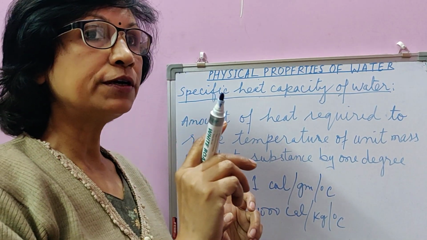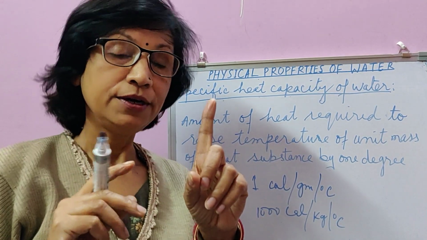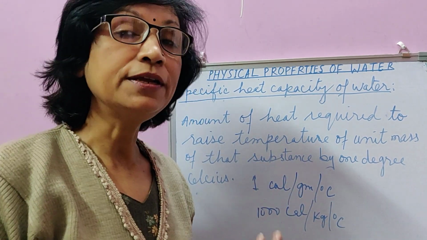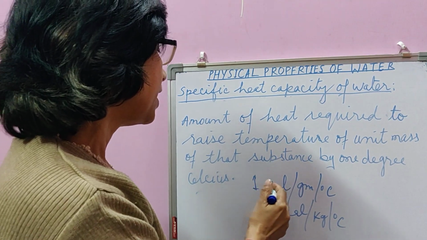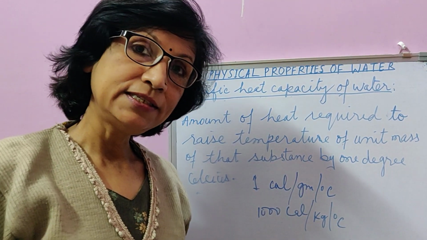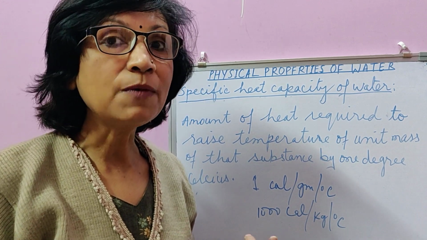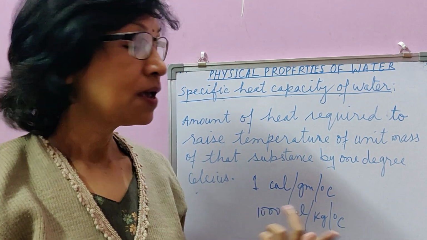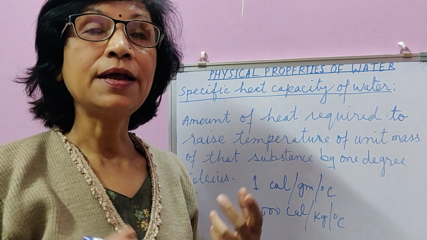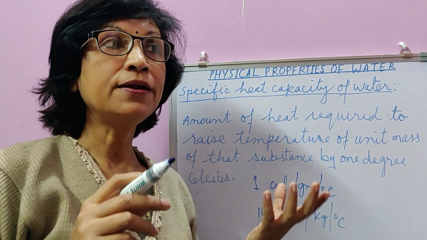So per gram of water absorbs 1 calorie heat to increase its temperature by 1 degree Celsius. Same will be about decreasing of temperature. If 1 calorie of heat is taken away from 1 gram of water, then its temperature will decrease by 1 degree Celsius.